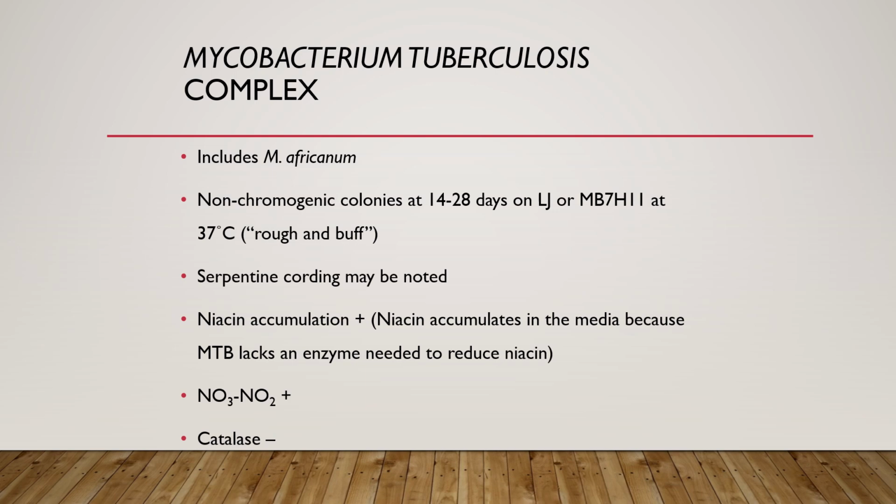They show serpentine cording, and they will accumulate niacin, and they will also be positive for nitrate reduction, and they are catalase negative. The reason I mention those things is most other species of Mycobacterium are niacin negative, nitrate negative, and catalase positive. If you wanted to treat a person with Mycobacterium tuberculosis, you could do so with certain antibiotics.